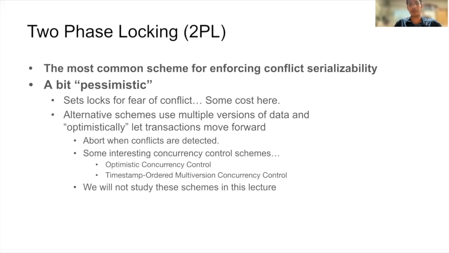Now, there are some alternative schemes that use multiple versions of data and rather optimistically let transactions move forward. Some interesting examples of this would be optimistic concurrency control or timestamp ordered multi-version concurrency control. Things like these abort when conflicts are detected rather than trying to use a sort of scheme that would minimize conflicts. And that is not really in scope for what we're going to talk about. If you're interested, though, I strongly encourage you to look it up. They're quite interesting, but we won't really be going into that.